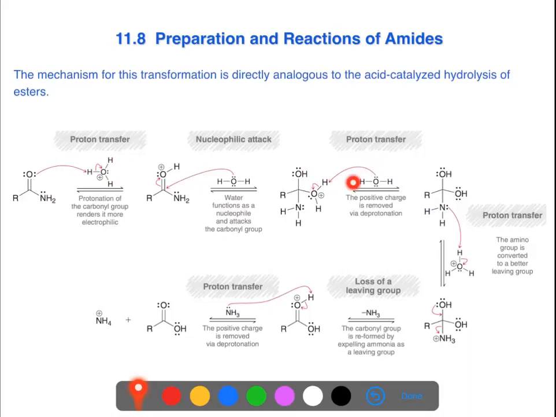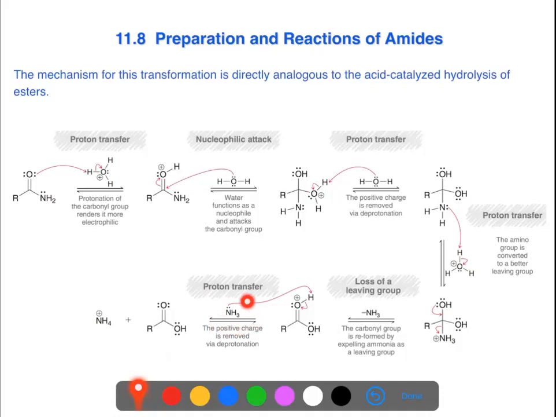Water will pick up a proton from this oxonium to generate the neutral species, and then this nitrogen center will be protonated by the hydronium ion to make this a better leaving group. In the loss of the leaving group step, we have reformation of the pi bond. We kick out NH3, ammonia. That leads us to the protonated carboxylic acid. And like we've seen previously, we have a proton transfer to give us our final carboxylic acid.